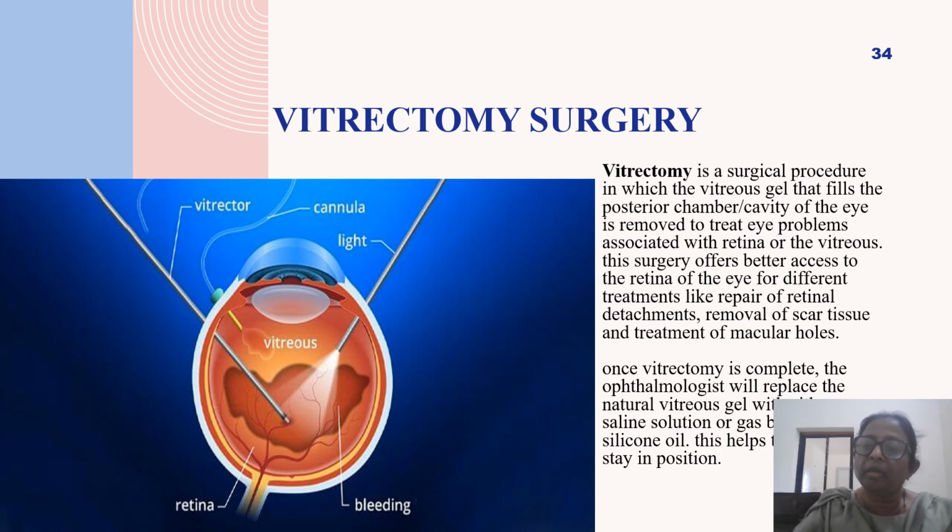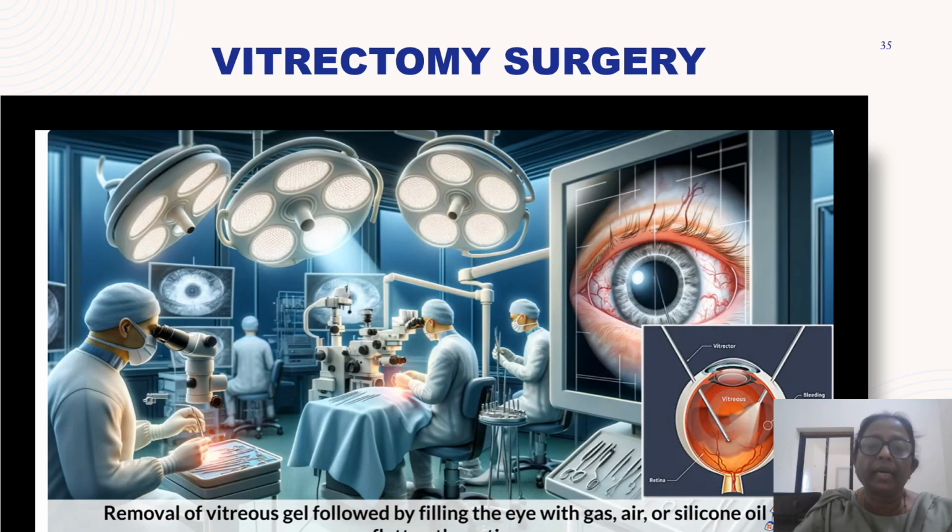Once vitrectomy is complete, the ophthalmologist will replace the natural vitreous gel with saline solution, gas, or silicone oil. Vitrectomy surgery: removal of vitreous gel followed by filling the eye with gas, air, or silicone oil.